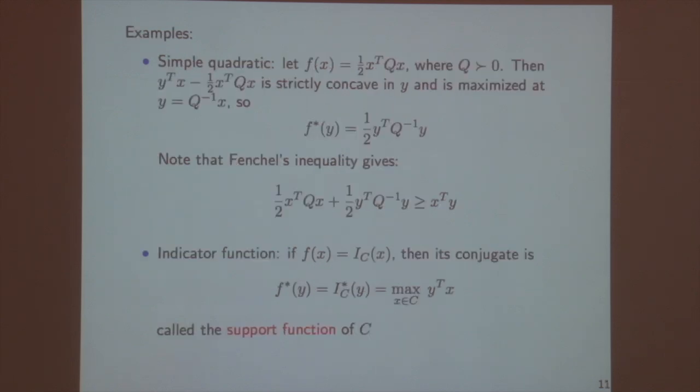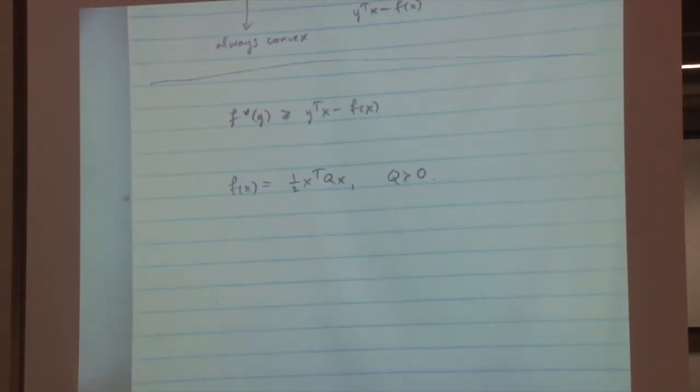Okay, let's get to some examples. I think that's going to help us understand conjugates a little better. So let's deal with a quadratic first. Let's suppose that f of x is 1/2 x transpose Qx, where Q is strictly positive definite, which means that f is a strictly convex function.